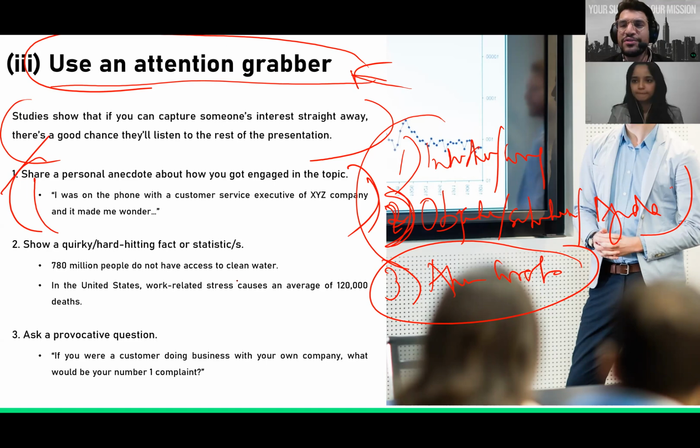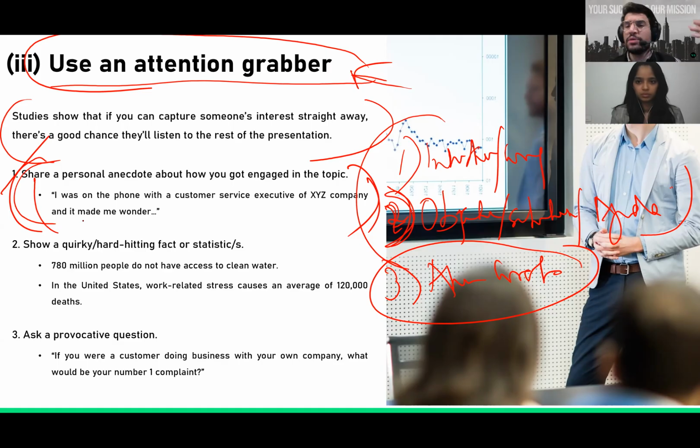So now, how have you done it? You started it by really sharing a personal incident that happened to you, and how then you got associated with this topic because you felt so passionately about it. And that's how you can use a personal anecdote in anything that you're doing.